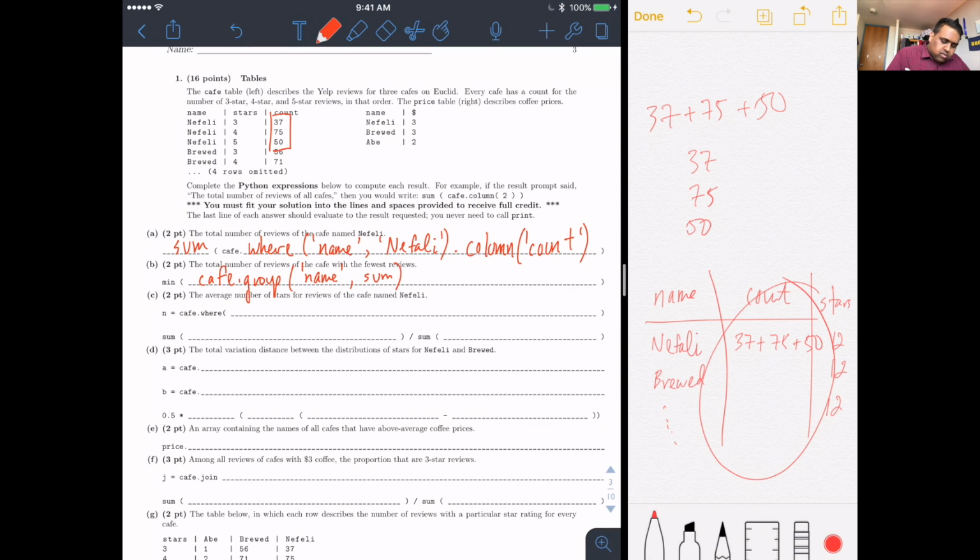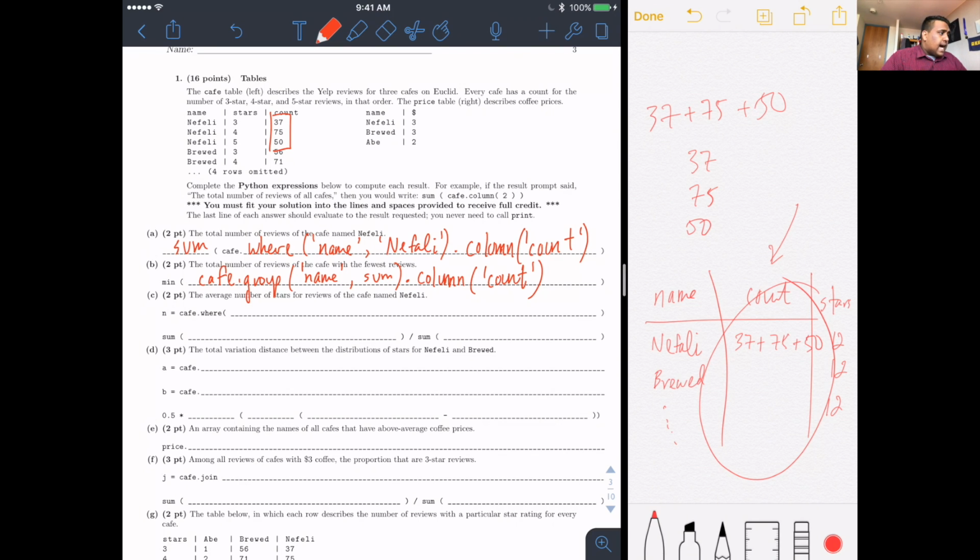We only really care about the count column. So if we do this, we'll reduce to this table right here, and if we take the count column from here, dot column count, this will give us the total number of reviews. This will be an array of the total number of reviews for each of the different restaurants. And we take the min of that, it'll give us the number of reviews of the cafe with the fewest reviews, which is kind of what we want.